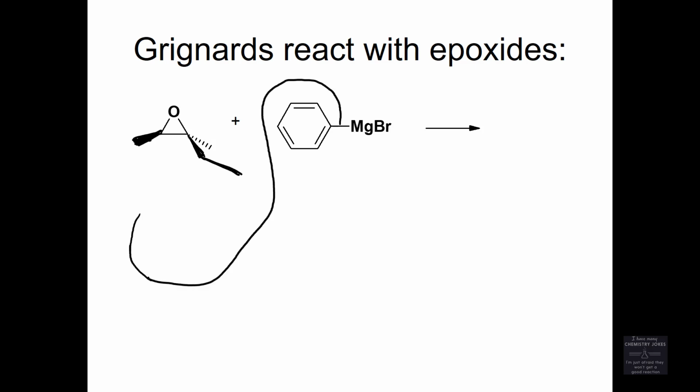So I attack the least substituted side and bust open that epoxide like so. From here, I get an O minus, a dash, a wedge. That wedge should be the ethyl because that side did not get attacked. That side was not involved. So leave that side alone.